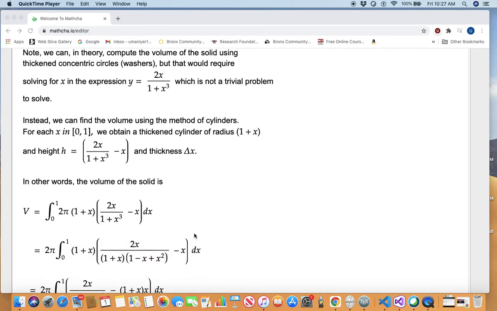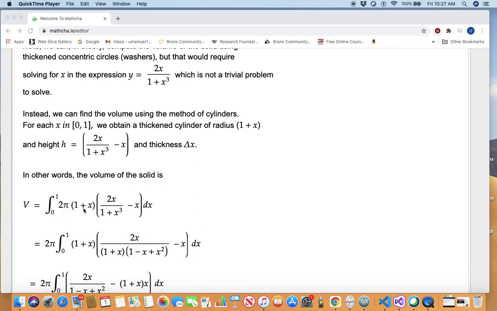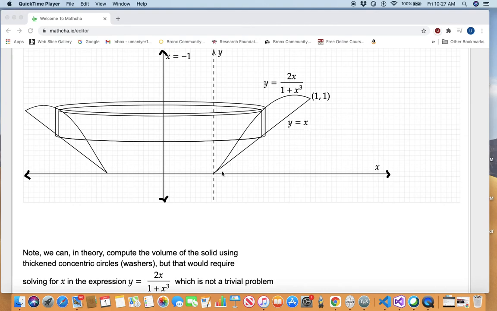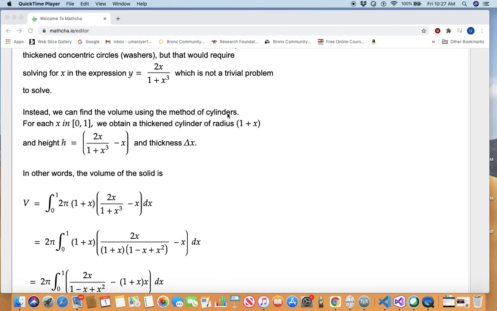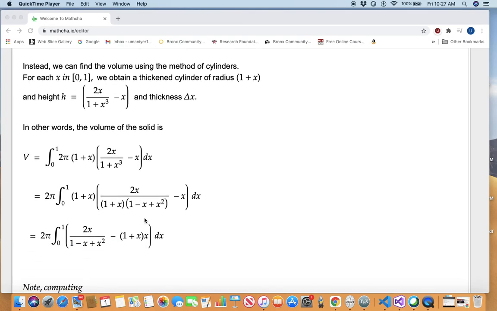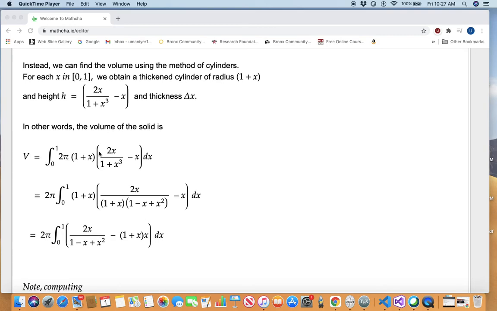Thickness is delta x. So 2 pi radius height. That was the circumference times height dx. You see, 2 pi radius height dx. The integral is from 0 to 1 because the x coordinate starts from here and goes to 1. My curve goes from 0 until 1. The rest is simply simplification. They have only asked us to set up the problem.